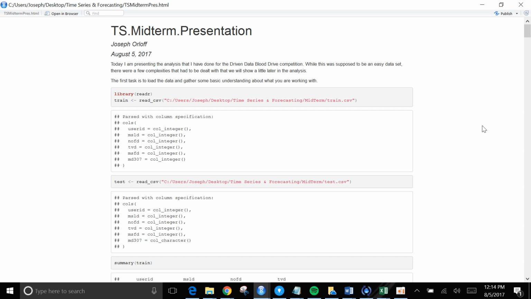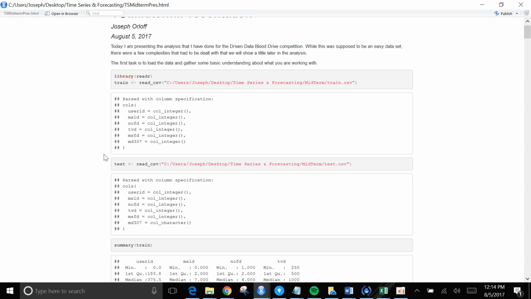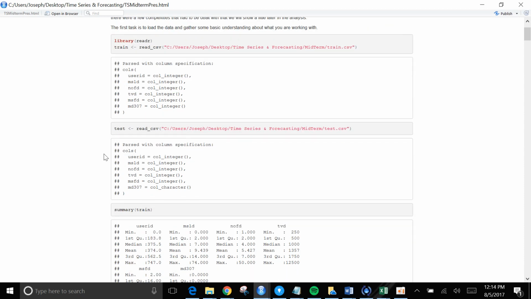While this data set was relatively easy to deal with in terms of outliers and missing data and things of that nature, there were some complexities that we had to deal with that we'll go through a little bit later on in the analysis. So the first thing I wanted to do was just upload the data, the training and the test data, and get a little bit of a better sense of what I was dealing with.